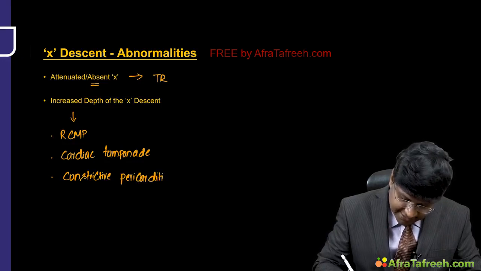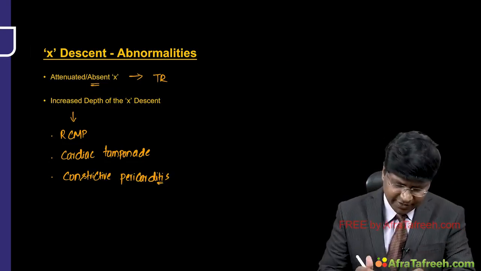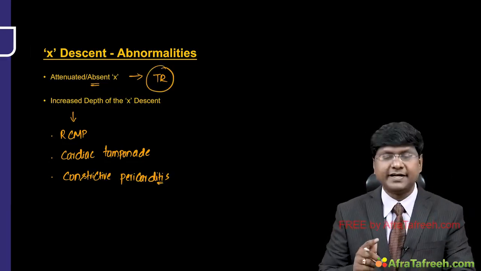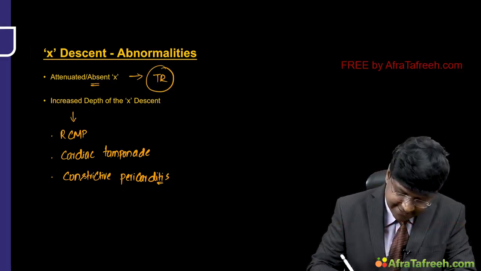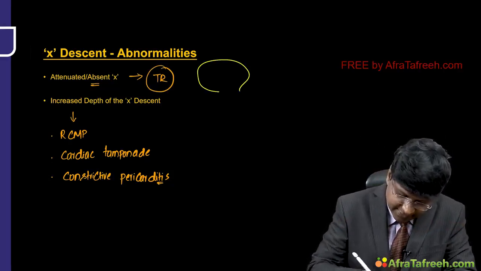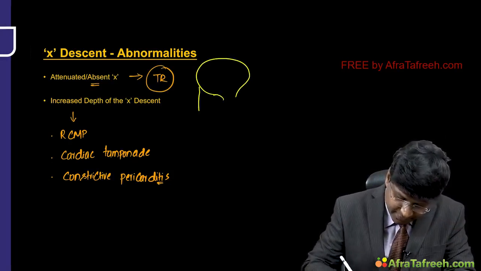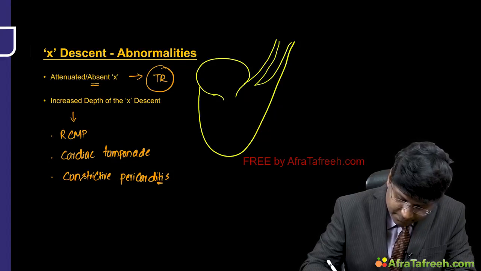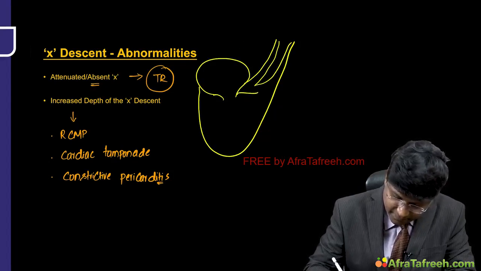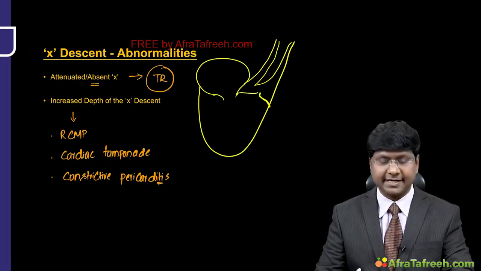Okay, so these are the conditions where you have increase in the depth of the X descent. Now let me try to explain to you the concept of tricuspid regurgitation, why the X wave is absent. So let us just assume this is the right atrium, right ventricle with continuation as the pulmonary artery, which is dividing into the right and as well as left pulmonary artery.